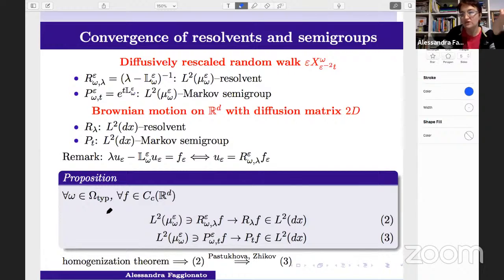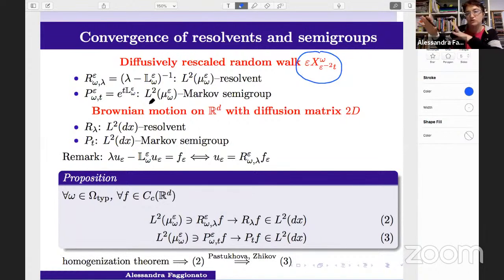You have the convergence of resolvents and semigroups. So in some sense, we get a weaker form of central limit theorem. Let me recall my dynamical object: the stochastic process is the diffusively rescaled random walk in the environment omega. Given lambda positive, lambda minus the generator, inverted, is the so-called resolvent of the random walk, and we call it, as usual, by the letter R. It depends also on lambda, which is fixed. And I denote by P at time t, with epsilon and omega, the Markov semigroup at time t for the diffusively rescaled random walk.